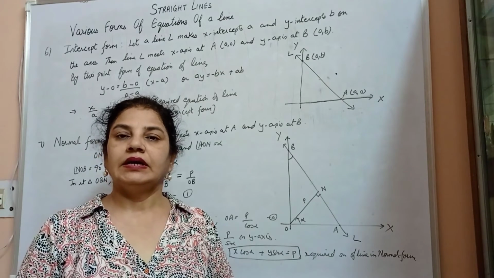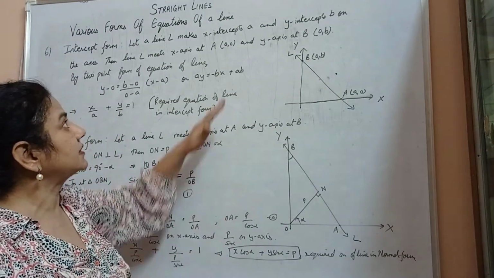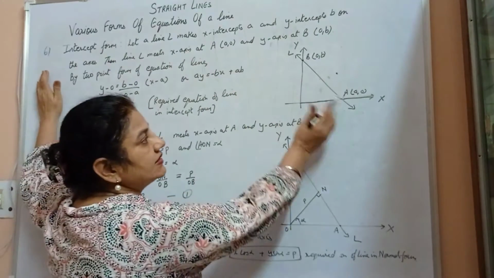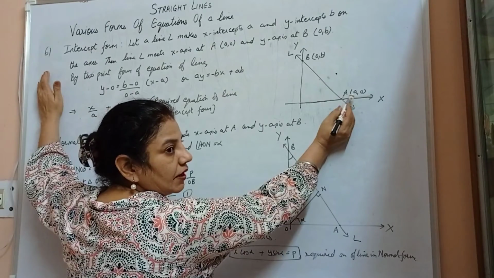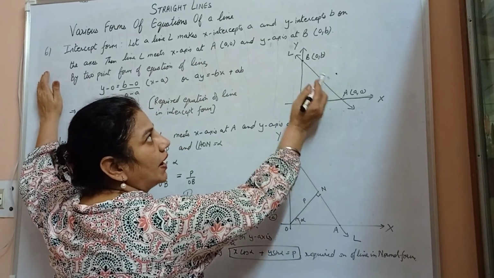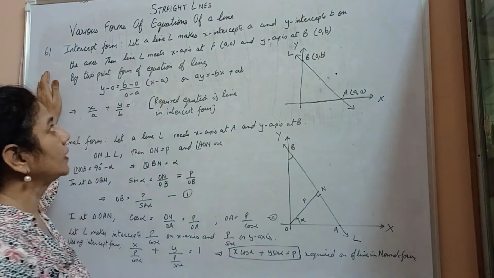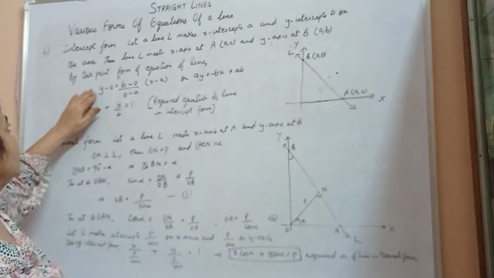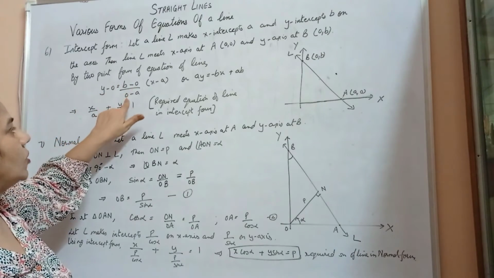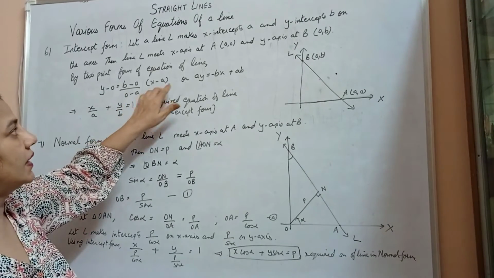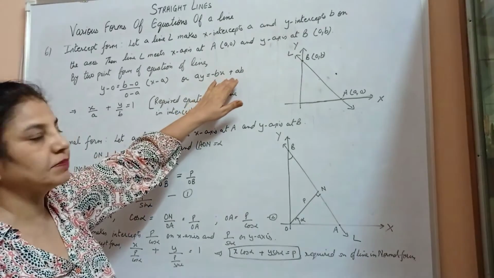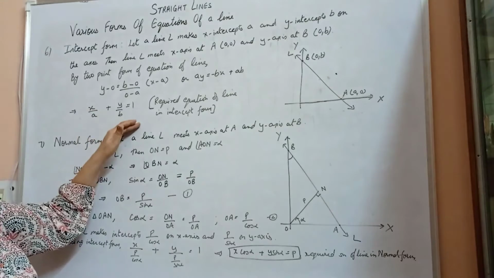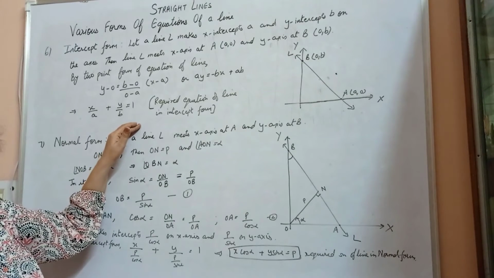Intercept form. Let a line L make x-intercept a and y-intercept b on the axes. Let the line L meet the x-axis at point (a, 0) and the y-axis at point (0, b). Then using the two-point form equation we get y minus 0 is equal to (b minus 0) upon (0 minus a) times (x minus a), or you can say that ay is equal to minus bx plus ab, which reduces to give us x upon a plus y upon b is equal to 1, the required equation of a line in intercept form.